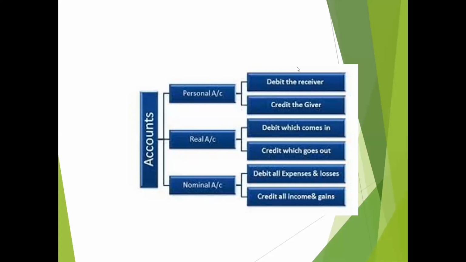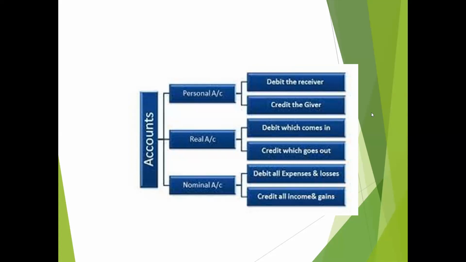This is called the golden rules of accounting. The personal account rule is debit the receiver, credit the giver. The real account rule is debit what comes in, credit what goes out. And the third, nominal account: debit all expenses and losses, credit all income and gains. We will discuss these in detail in further slides.